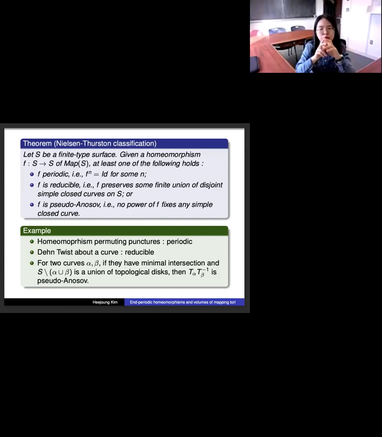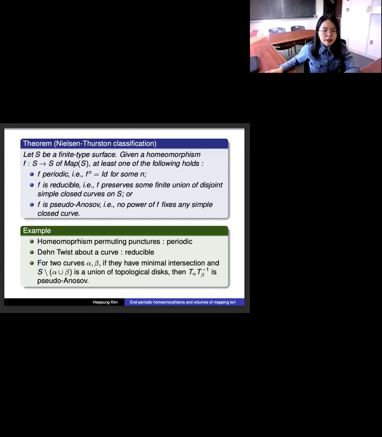So for two curves alpha and beta, if they have minimal intersection and the complement of the union of the two curves is a union of topological disks, then the product of the Dehn twists becomes pseudo-Anosov.